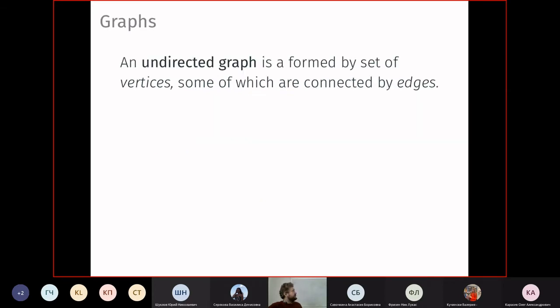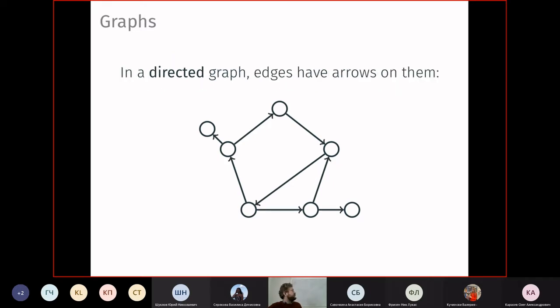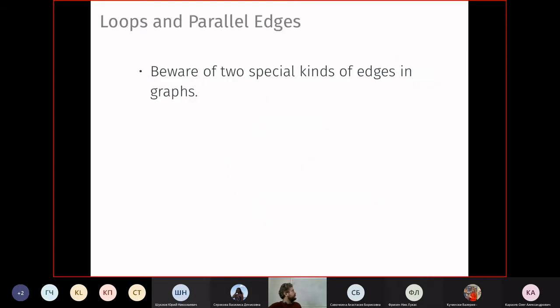So an undirected graph, which will be the usual object for us, is a set of vertices, and some of them are connected by edges. So this is an example of an undirected graph. Directed graphs are also considered. Here we have arrows, so each edge has a beginning and the end. And here there are two ends, so they're symmetrical. So there are two special kinds of edges.